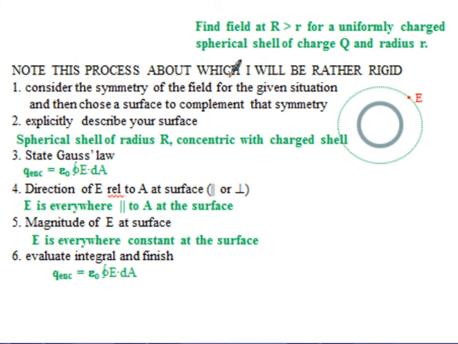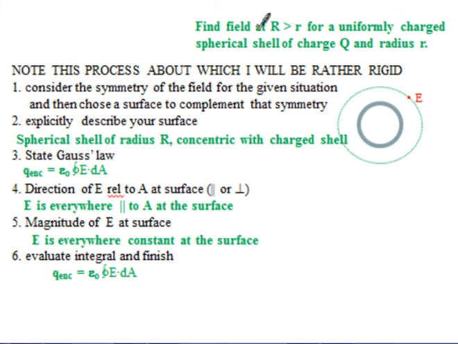So here is the process of going about applying Gauss's law. First, you need to think about the symmetry of the field that you are working with, and to choose a surface that complements that symmetry. So here is a sample. I have a spherical shell of charge, and I would like to know the field at that red dot.